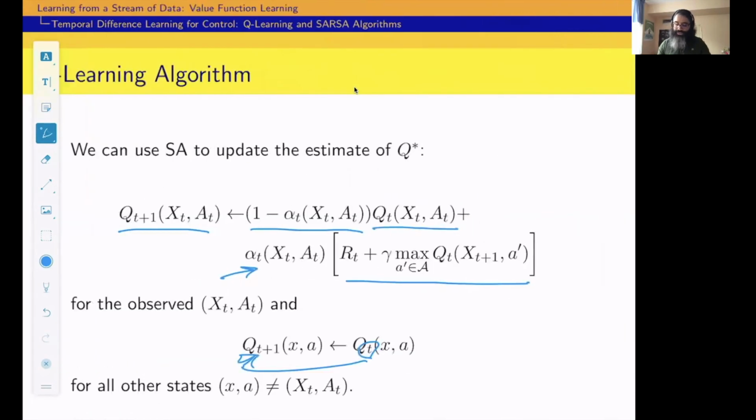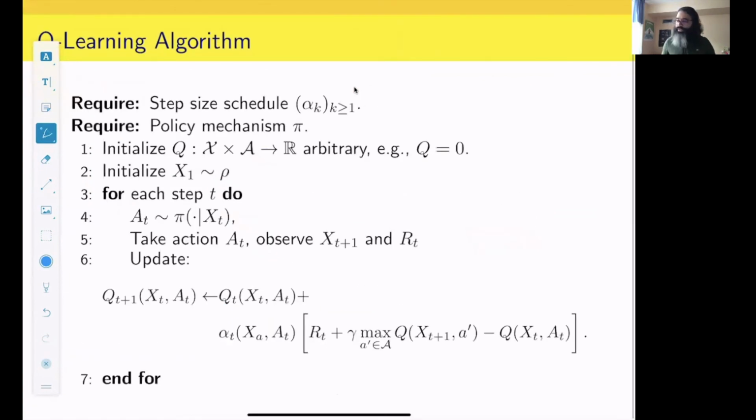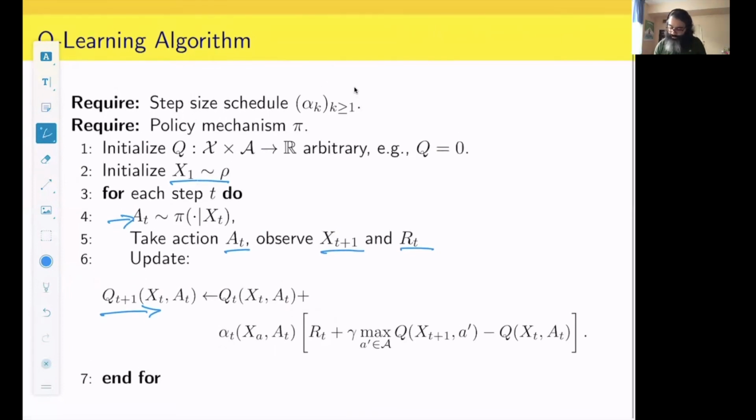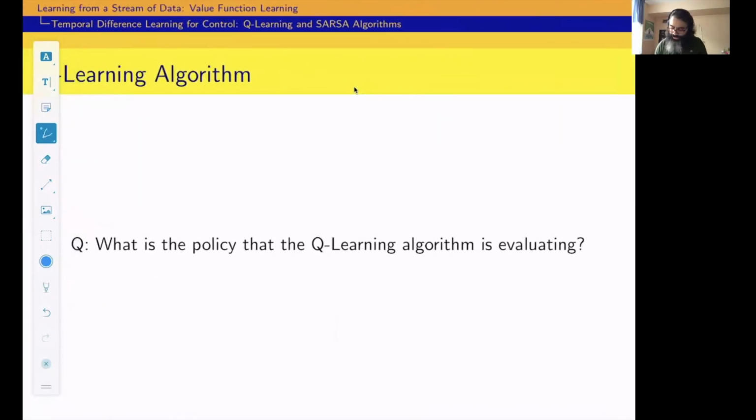So that would be the Q-learning algorithm, this update rule, this stochastic approximation procedure, and it would look like this. It would be similar to before. I choose some x1, select an action from some policy pi, take action A t, observe x t plus 1 and the reward, and then update the Q function the way that I explained. Okay, so I think that's it.